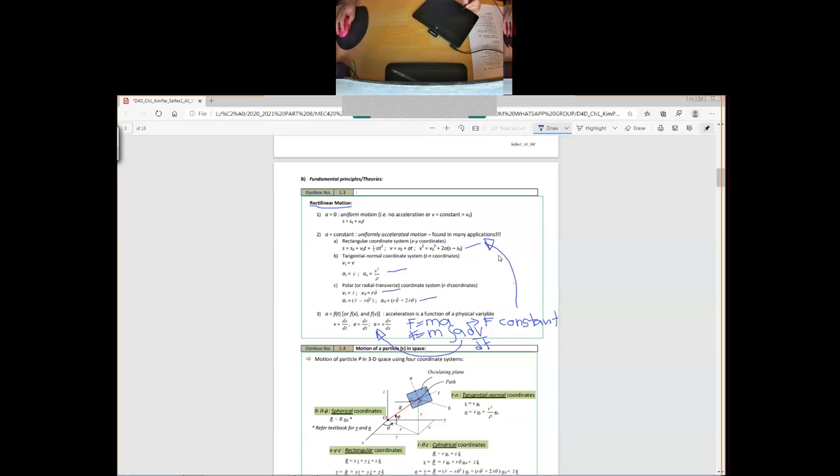For example, you have projectile or any motion and a dependent motion.